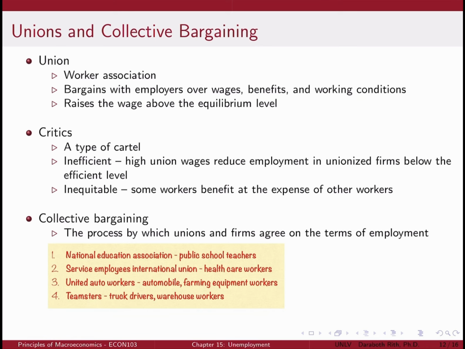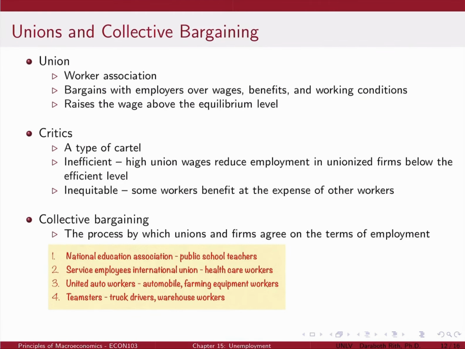in many European countries. Critics of unions argue that unions act like a cartel. This means that they cause inefficiency in the labor market because fewer workers are employed at a higher union wage. They believe that this results in higher unemployment because employers are not willing to hire as many workers at these elevated wage levels. The process by which unions and firms come to an agreement on employment terms is known as collective bargaining.